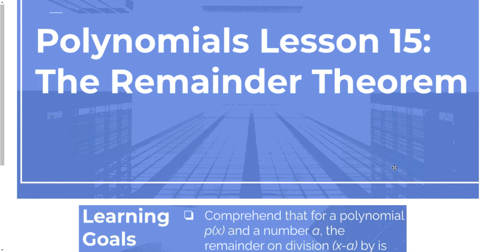This is an add-on to what we did with long division. In lessons 13 and 14, we looked at the concept of polynomial long division and addressing whether something is or is not a factor of a polynomial, like say x minus 2 is a factor of x to the third minus 3x squared plus 8x minus 11, something like that.